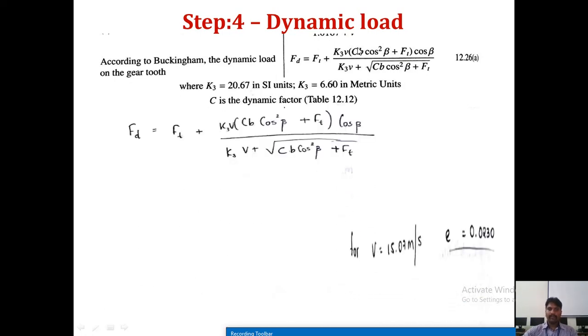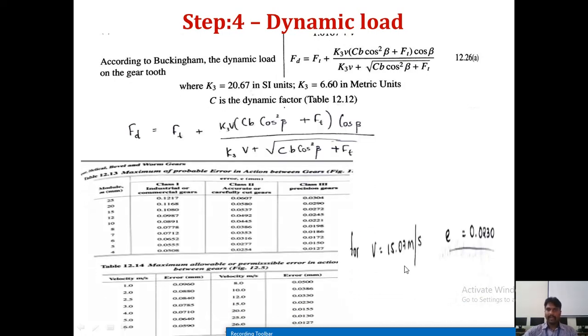This is the equation. So to calculate the dynamic load factor, first we need to calculate the error. The velocity we know, which is obtained as 15.07. So based on the velocity we need to go for table 12.14. Velocity 15.07 is nearer to 15. For this the error is 0.0230 mm.